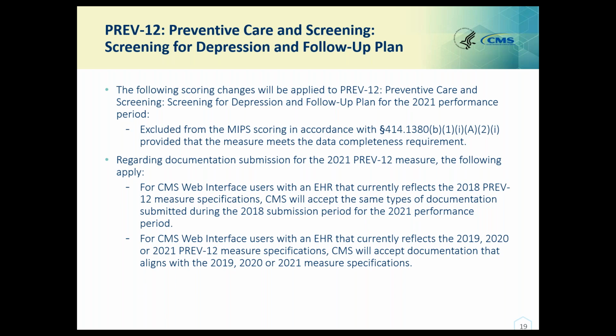And we would like to note the following changes will be applied to PREV-12 for the 2021 performance period. It will be excluded from MIPS scoring, provided that the measure meets the data completeness requirement. And in regard to documentation submission for the 2021 PREV-12 measure, the following will apply. For CMS Web Interface users with an EHR that currently reflects the 2018 PREV-12 measure specifications, CMS will accept the same types of documentation submitted during the 2018 submission period for the 2021 performance period. For web interface users with an EHR that currently reflects the 2019, 2020, or 2021 specifications, CMS will accept documentation that aligns with those versions of the measure specifications. Next slide, please.